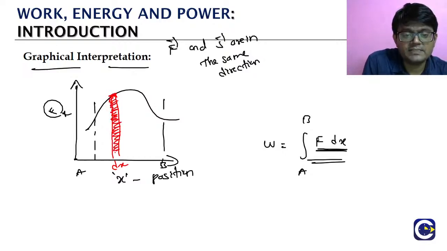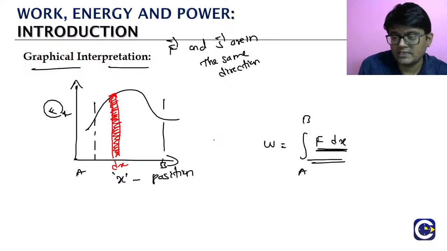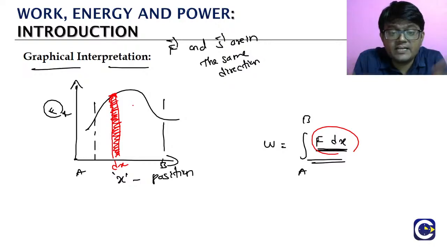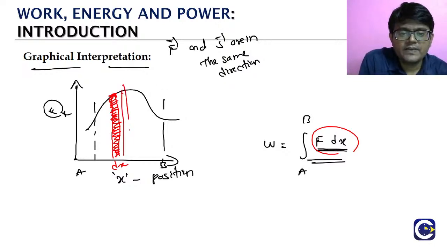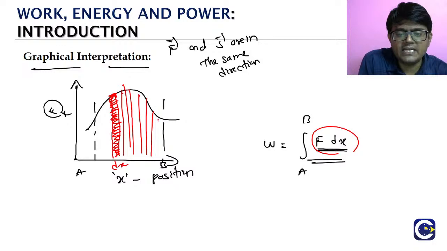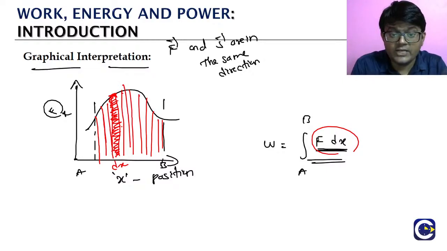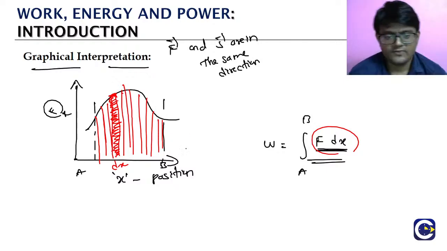F into dx means it is like the area of the small rectangle. When we integrate, what we are essentially doing is adding up all these rectangle areas, isn't it? Integration is addition only, right? When you add up all the rectangle areas, what are we getting actually? We are getting the total area below the graph.